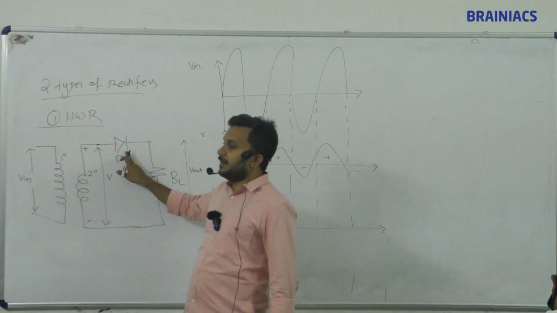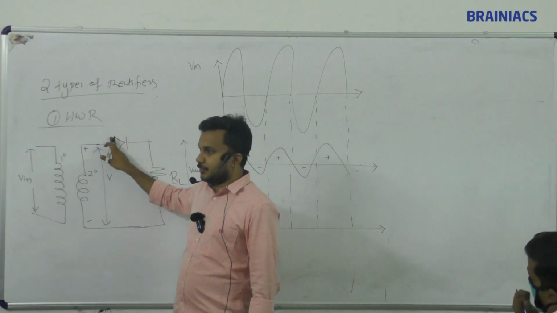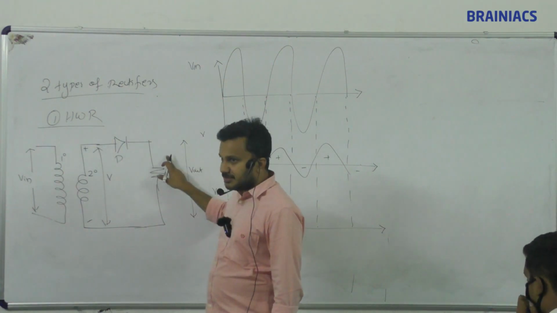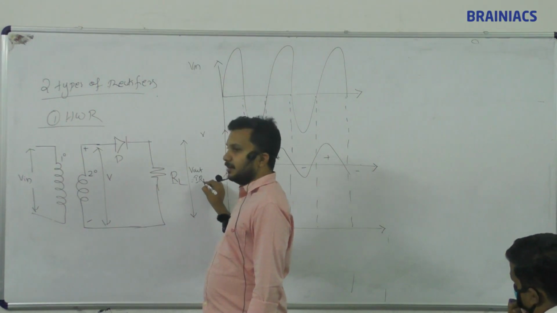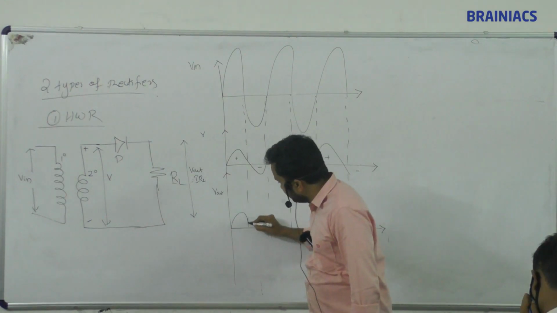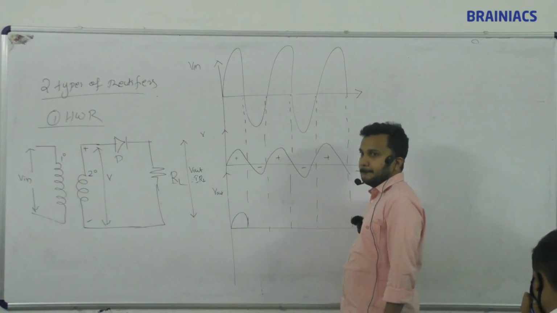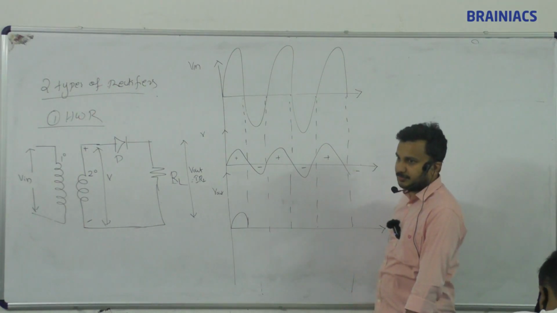So is the diode forward biased or reverse biased for this voltage? Positive is connected with positive, so forward bias. So the diode passes current I through RL, output equal to I into RL. I get the voltage, which means I get the same voltage.